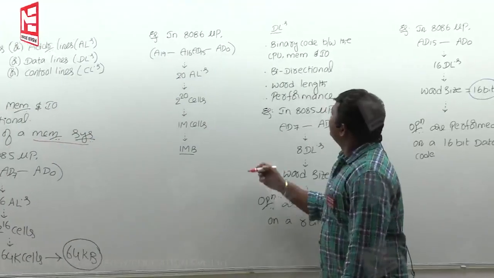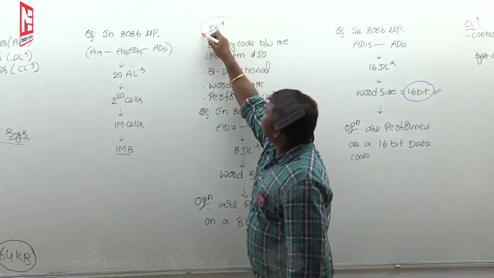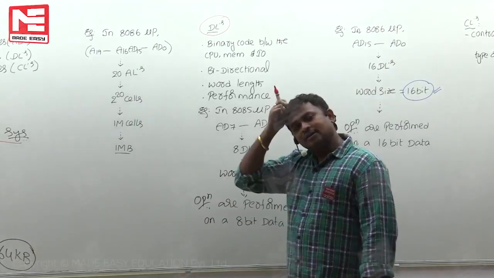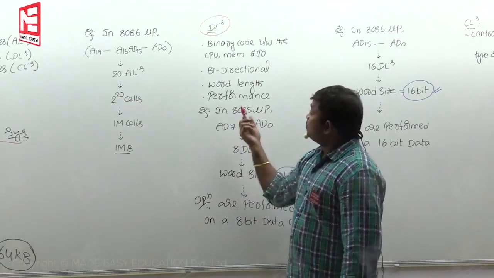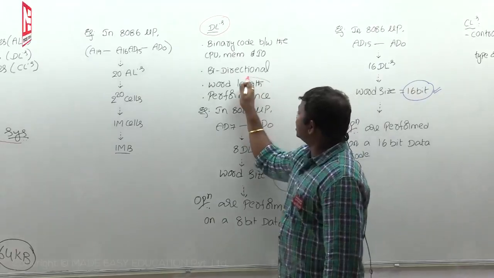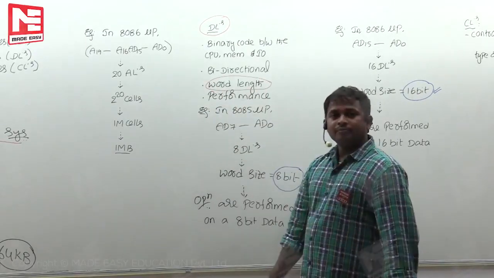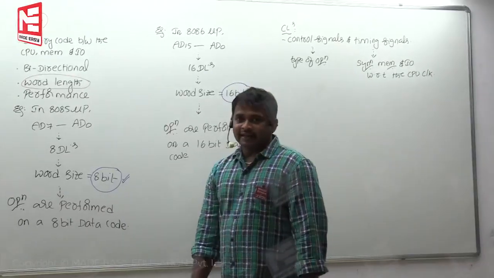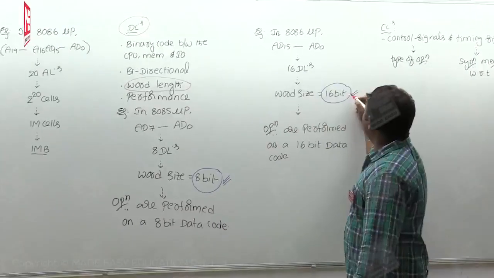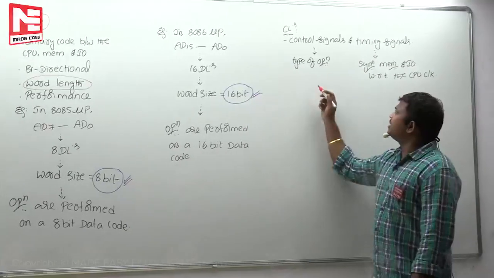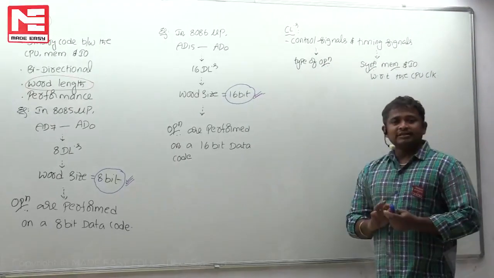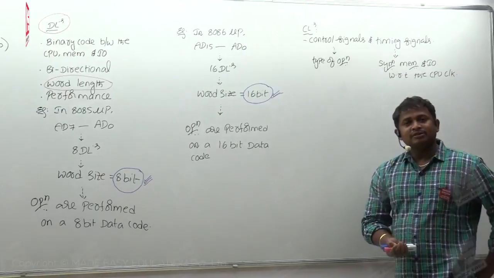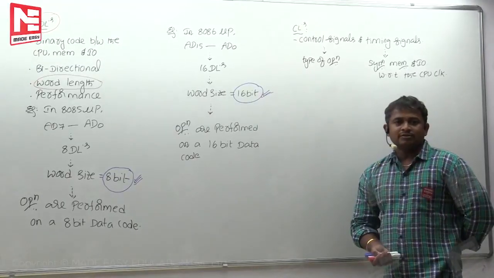And next one, data lines. Data lines are present in the system bus. Data pins are present in the CPU. These data lines are used to determine the word length of a CPU, so that we can decide how many bits of data are processed at a time. Then immediately we can measure the performance. After that, control lines are used to carry the control signals and timing signals. Like this, the system bus has an address bus, data bus and control bus.